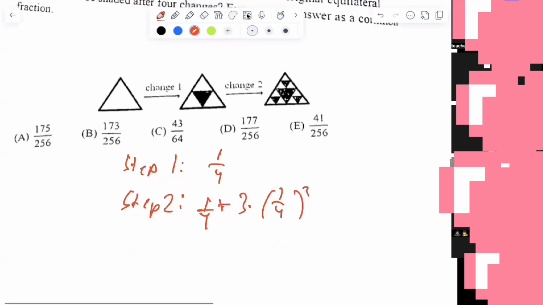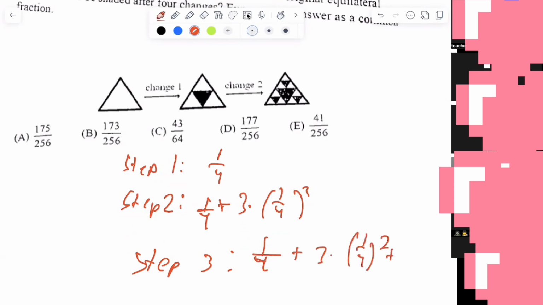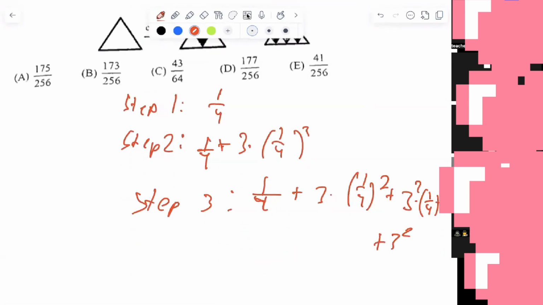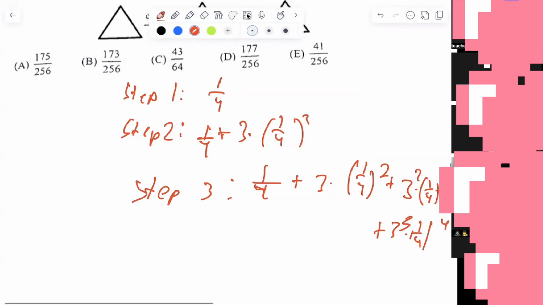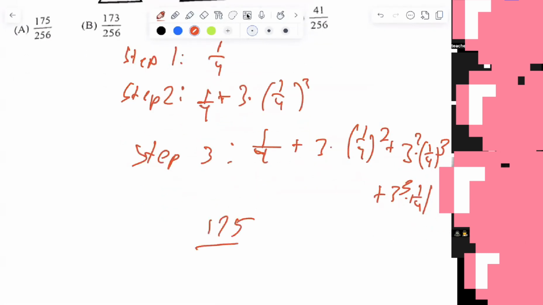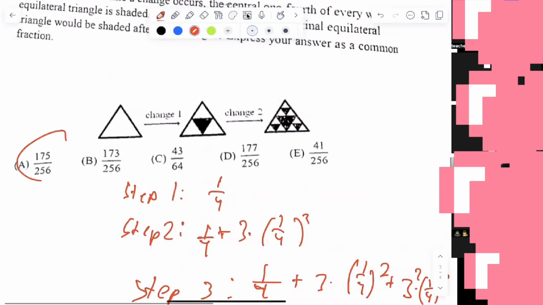And step three is going to be one-fourth plus 3 times one-fourth squared plus 3 squared times one-fourth cubed. And then step four is just add another 3 cubed times one-fourth to the fourth. Calculating this gives you 175 divided by 256, or A.